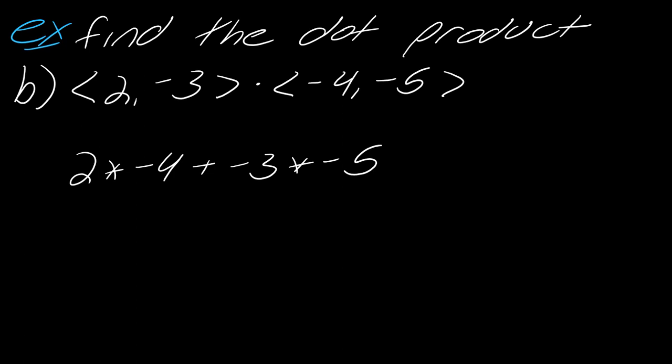So I've got 2 times -4 and -3 times -5. So that's -8 plus 15. So that's just going to equal 7. So that's the dot product.